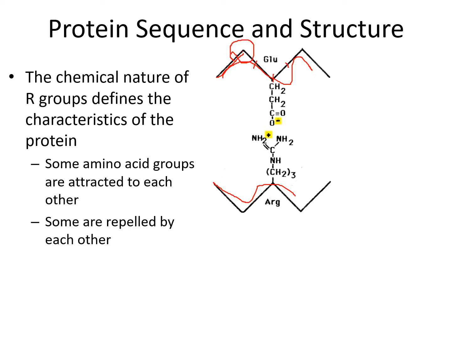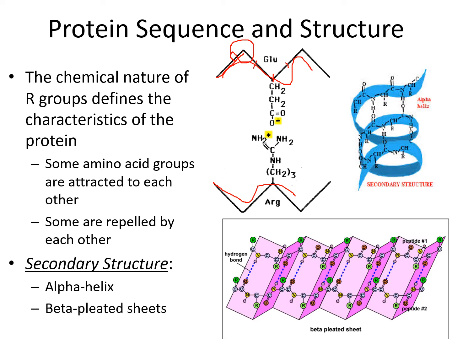On the other hand, other amino acids will repel each other. Two negatives or two positives are going to repel each other. Okay, and so a different sequence would produce a very different shape. And so when we get this folding, we produce what is called the secondary structure.